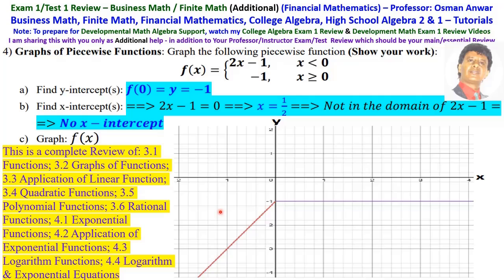Again, I have several videos on how to graph piecewise function using technology, TI-84+. Please watch those videos.